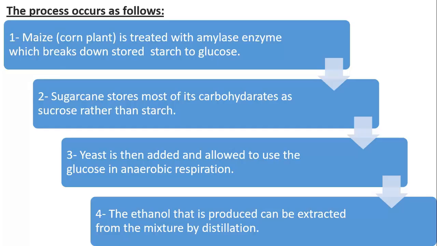First, from where will I get the glucose? I have 2 sources for the glucose, either the maize or corn plant, or the sugarcane plant. Corn plants store their food in the form of starch. So in order to get glucose out of starch, we will use amylase enzyme. Remember the amylase enzyme from the digestive system chapter? So amylase enzyme usually works on starch to change starch into glucose.